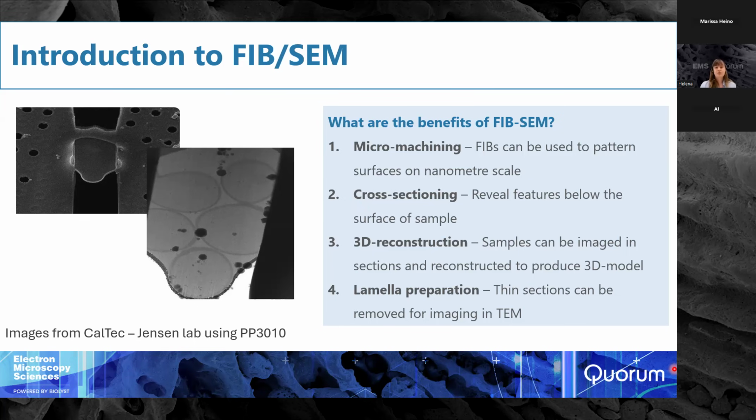So by milling a sample and then taking an image, and then milling that sample again, taking another image, we can use those combination of images to do volume imaging, where we combine those images to create a 3D representation of that structure. Finally, we can do lamella preparation for TEM imaging. So we can use our FIB beam to produce thin sections that can be removed and then imaged in our high magnification and higher resolution TEM microscopes.